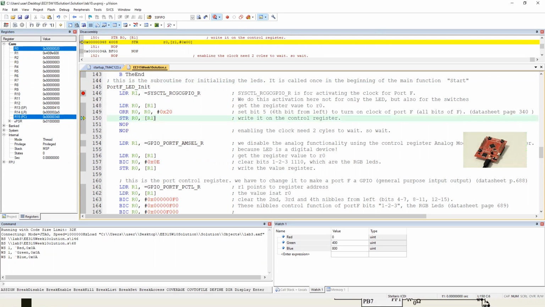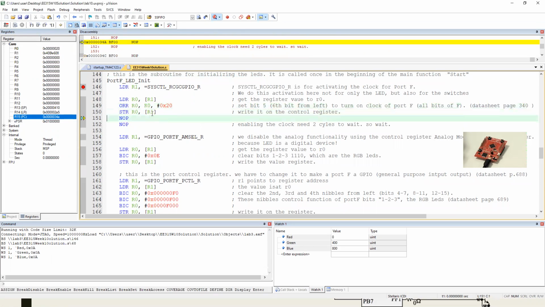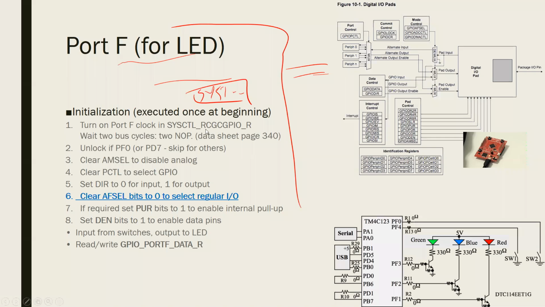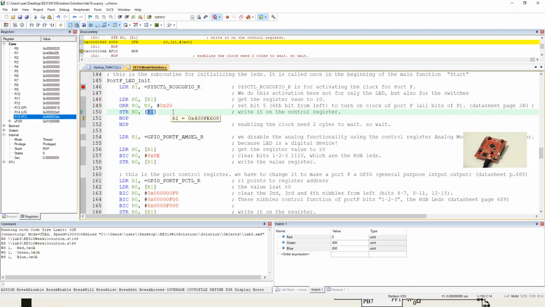I'm writing str to R0, which means get the value inside R0 and write it to R1. So when I do this, the memory address where R1 points, which is this register, inside it, now I've got this 0, 0, 0, 0, 0, 0, 0, 0, 0, 0, 1, 0, 0, 0, 0, 0 thing, which is hexadecimal 20. That's how I've written into this control register. That was the way we've done it. This is the way you change the control registers. Okay? Any questions?